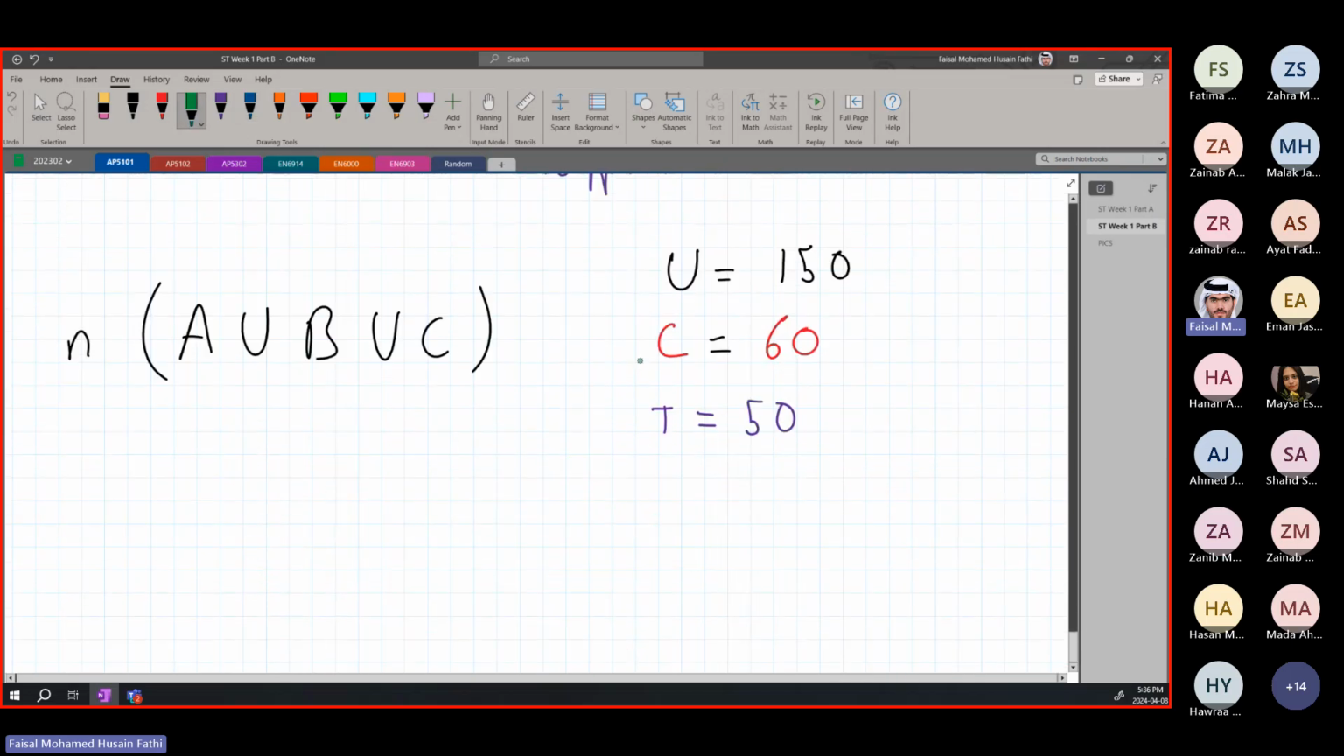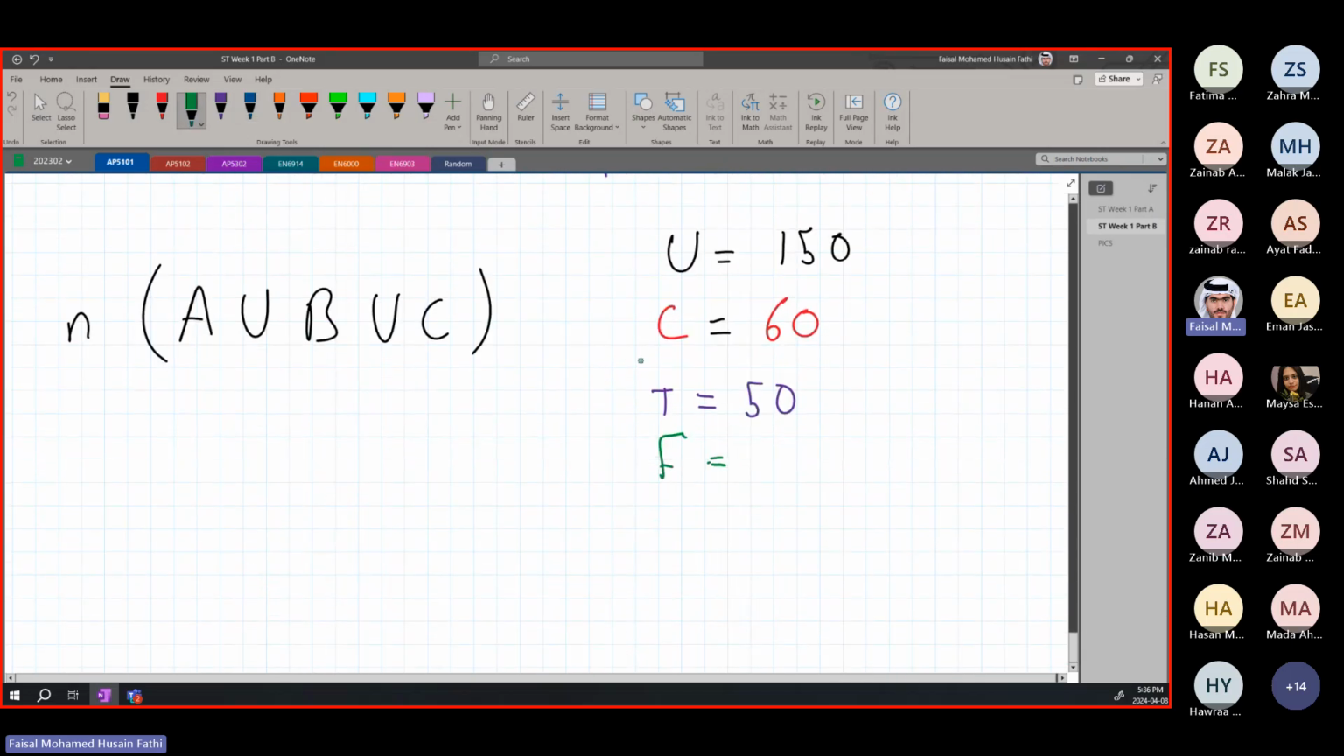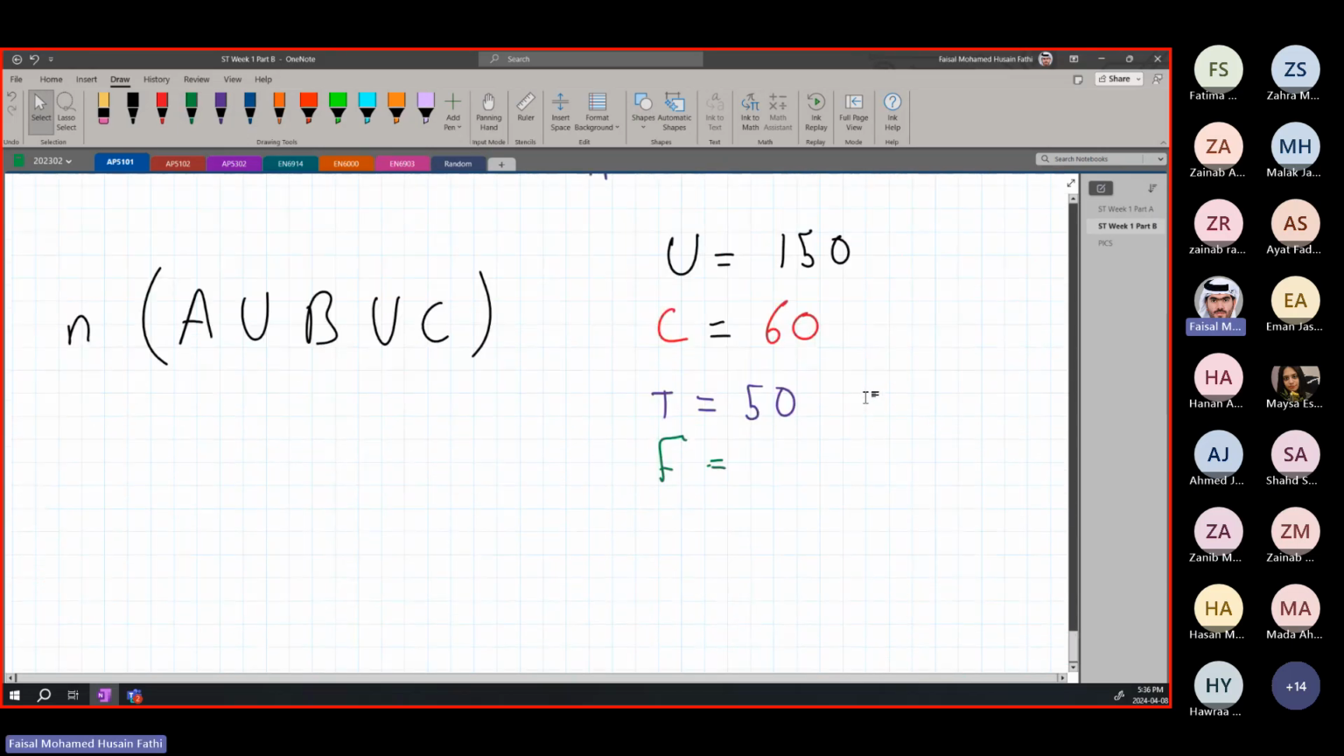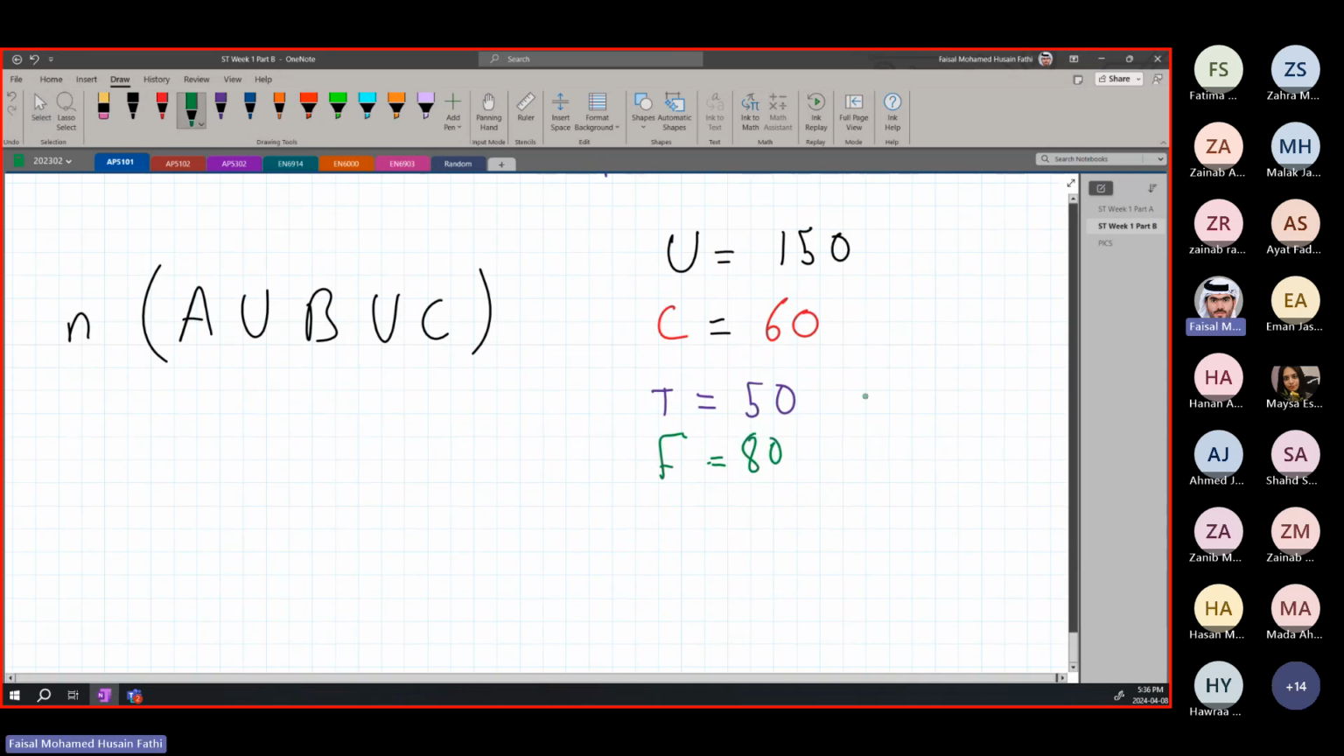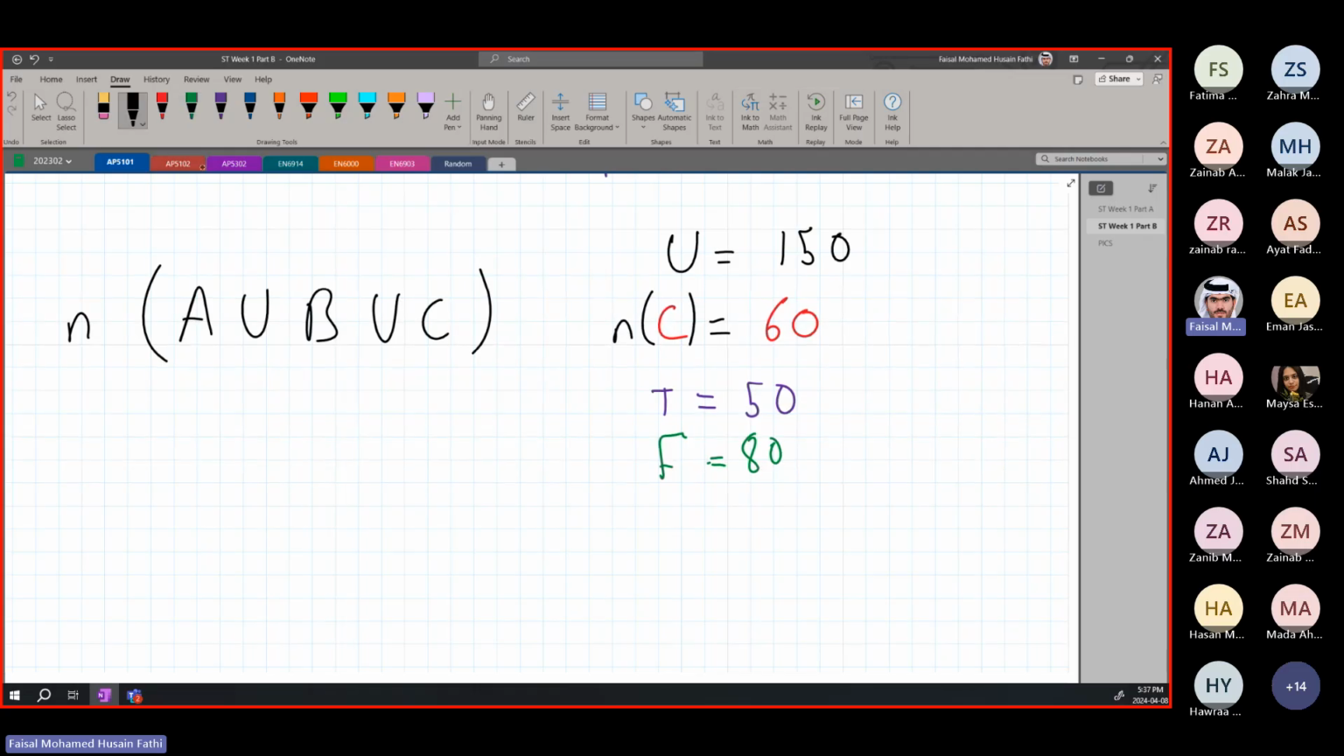F. Then F is equal to 80, the number of students that like football. So these are not the actual F, C and T. This is the N of C, because this is the number of students that like cricket, not the actual students. This is the N of T, and this is the N of F. Okay.